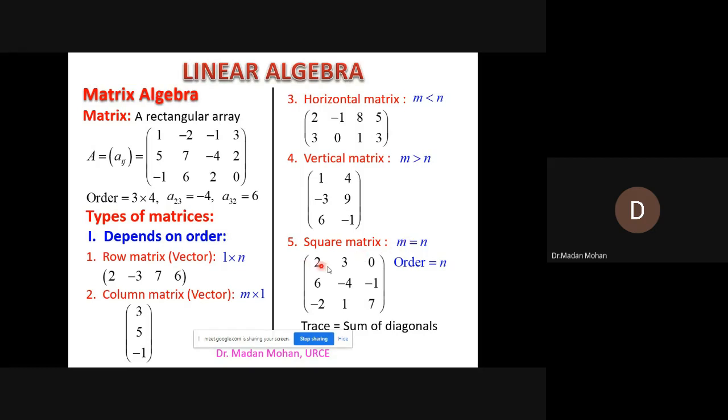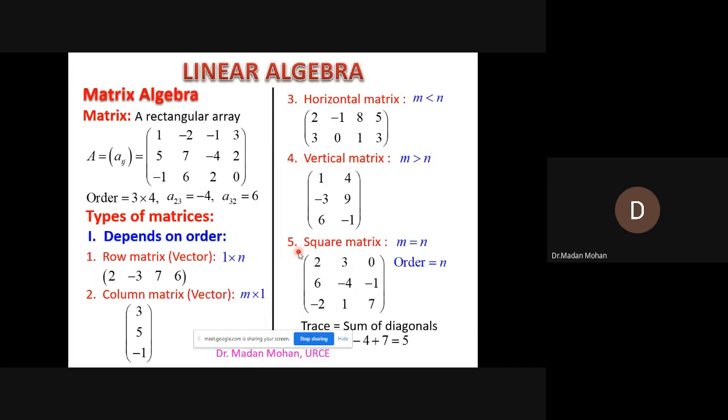Sum of diagonal. In particular, you have two diagonals. Here, one diagonal, another diagonal. This is called the principal diagonal. The sum of these, in this example, 2 minus 4 plus 7, which is 5. This 5 is the trace of this matrix. Next. The first type, which depends on order: row, column, horizontal, vertical, square matrix, and another word, trace. Trace is defined only for square matrices.